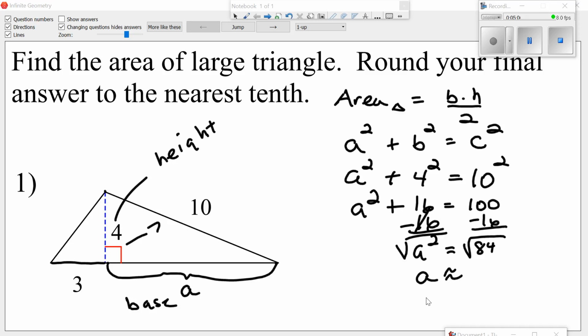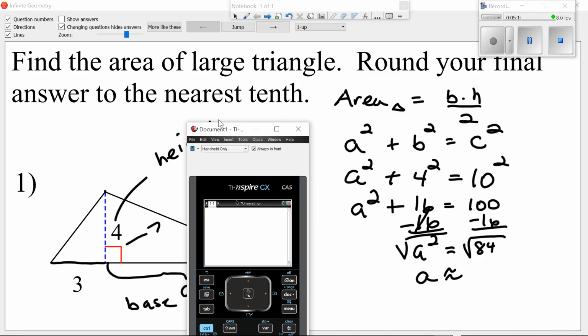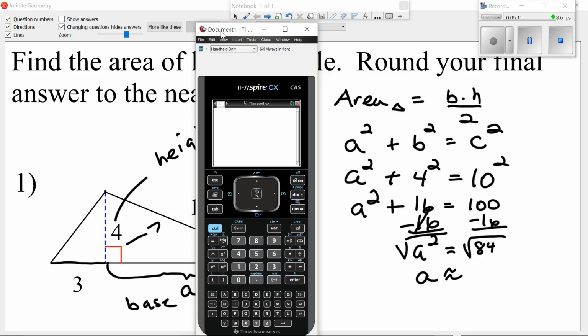So I'm going to use my calculator to find the square root of 84. I know the square root of 81 will give me 9. 9 times 9 will give me 81. So I know it's going to be greater than 9, and it's going to be less than 10 because 10 squared gives me 100. So it's going to be pretty close to 9.